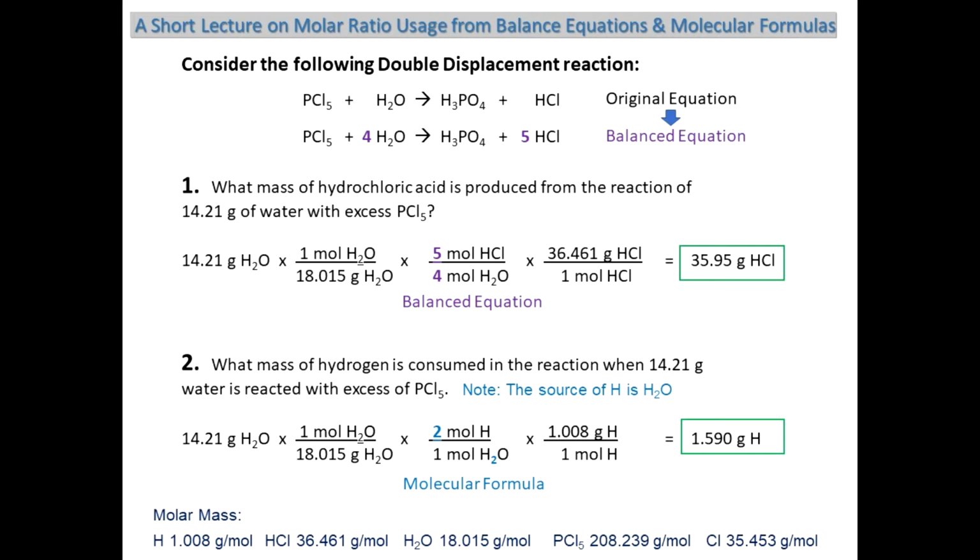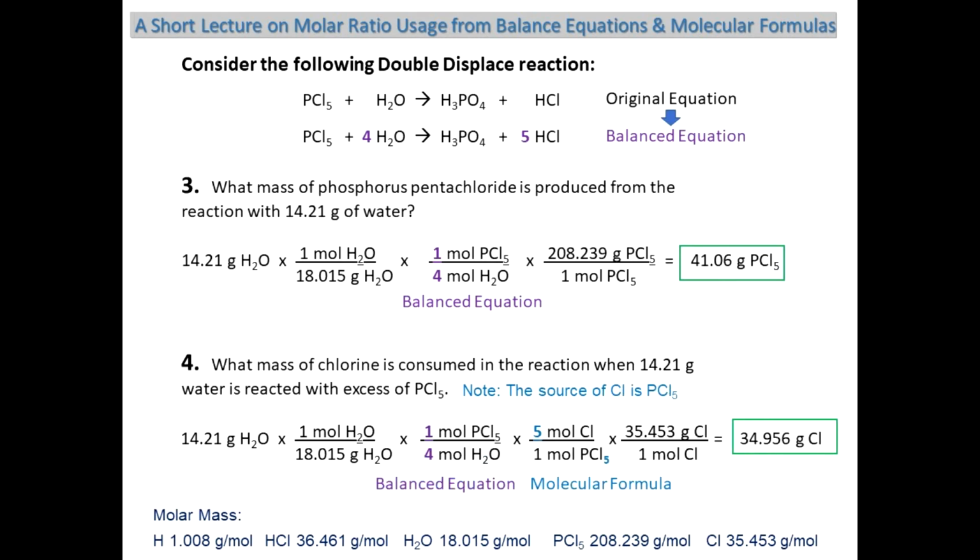So what's the difference? In problem number 1, we have a balanced equation where we're going from one compound to a new compound. We use the balanced equation coefficients. In the case of problem number 2, we have an indirect measure of hydrogen through water. And since it's an indirect measure of hydrogen through water, we use the ratio of hydrogen in water from the molecular formula for the conversion factor. Note on the bottom of the slide here that we have the molar mass that we anticipated using for this problem.